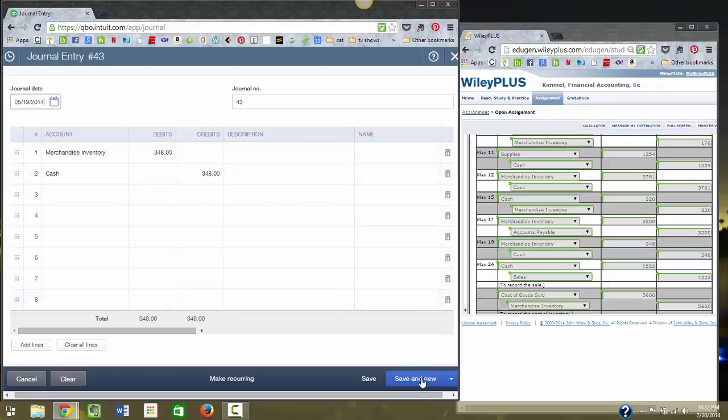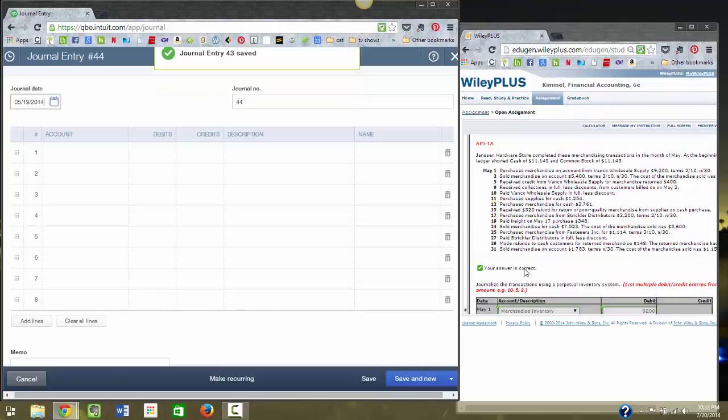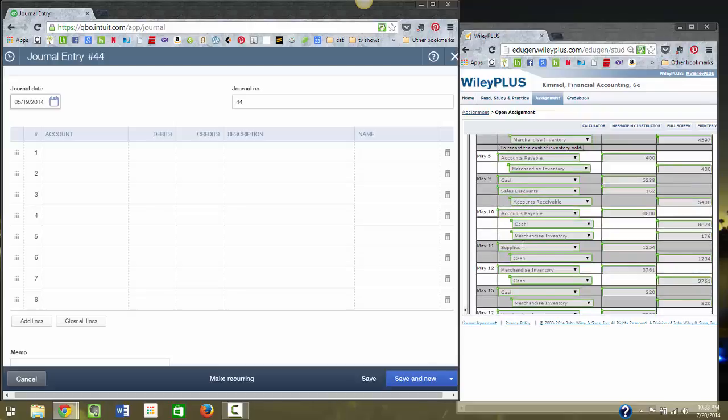Okay, date, transactions, moving on. Next up is May 24th. We've got another sale here, so we know we're going to have a two-step process. Sold merchandise for cash, $75.23. No customer mentioned, so we're going to assume it's a different customer. Cost of merchandise was $5,600.